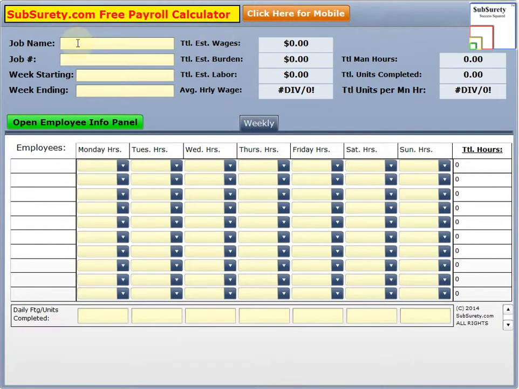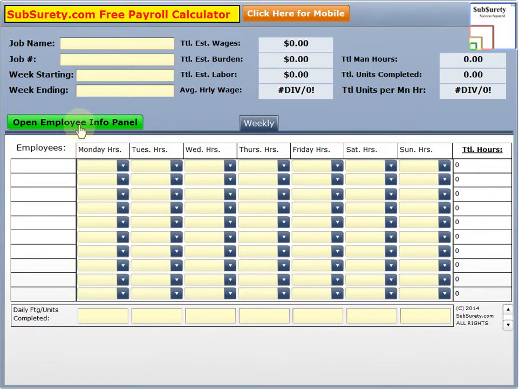Anyway, job name, that's pretty self-explanatory. Job number, if you assign job numbers like I do for my particular jobs. Week starting and then week ending. Pretty obvious stuff. Now these lighter boxes, you don't put anything in. The calculator will do that for you by putting information in this panel down here.